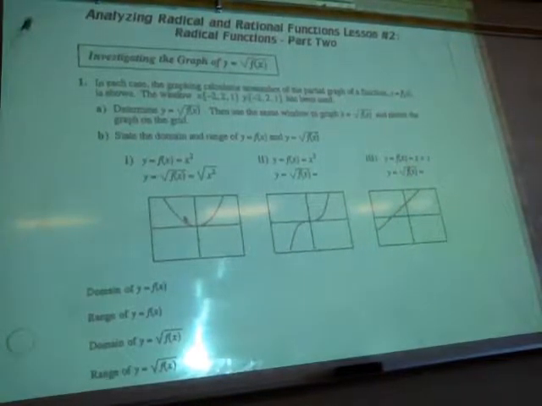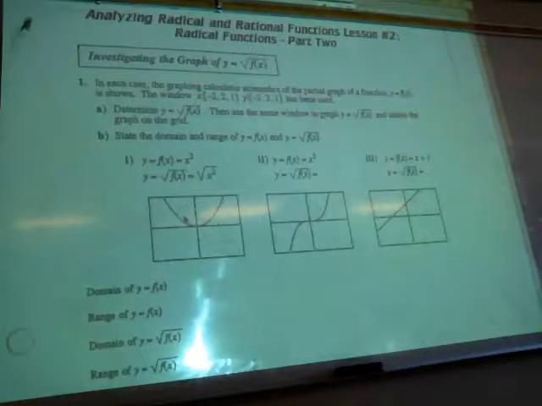Alright, so in this lesson we're going to be looking at a bunch of basic functions and then we're going to apply a radical square root to each function and see how that changes the graph. We're also going to look at, given some random graph, how we could draw the radical function of it.